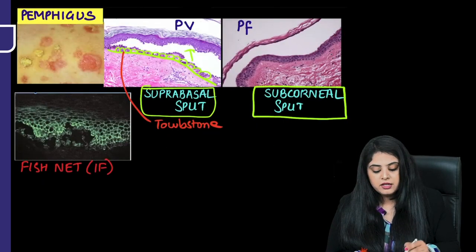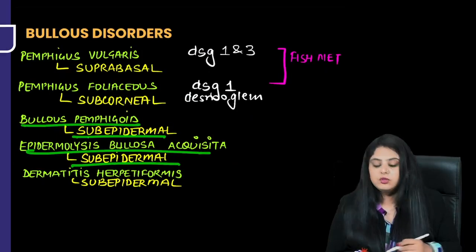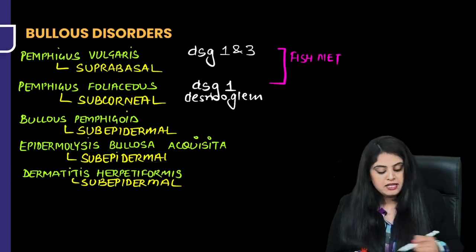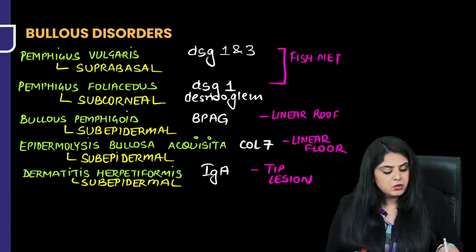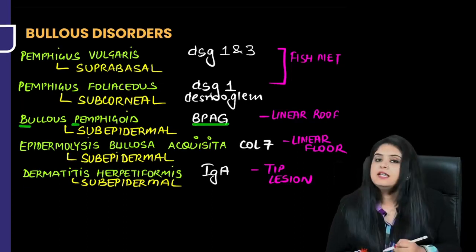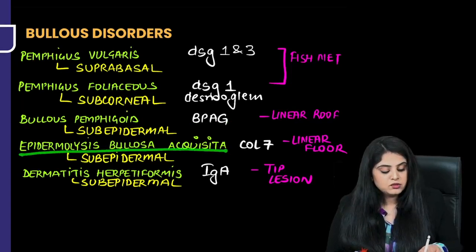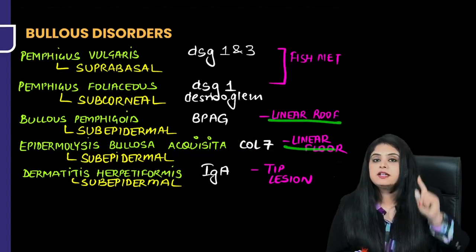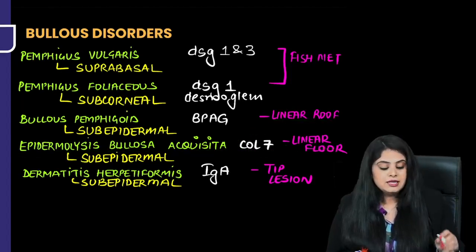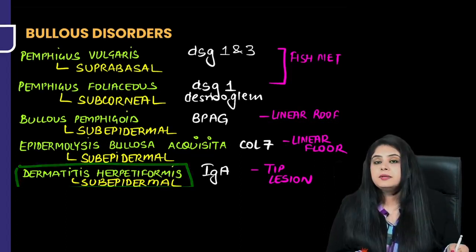So here you've done a case of bullous pemphigoid subepidermal and epidermolysis bullosa subepidermal, and in both of them, obviously, you must be wanting to know the genetics. It is very simple. Bullous pemphigoid has the BPAG antigen, bullous pemphigoid antigen. For epidermolysis bullosa acquisita, remember there is a collagen 7 problem. But in both you have learned, one is along the roof, one is along the floor, and that is the difference. Coming to the last one, dermatitis herpetiformis.